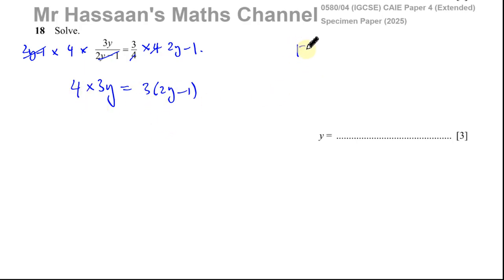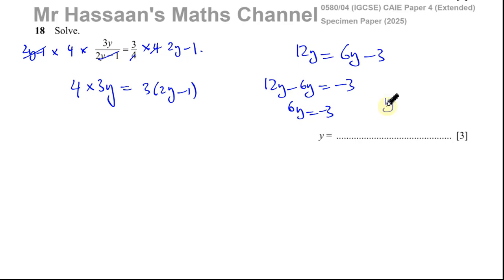We've got 4 times 3y, which is 12y, equals, then we've got to expand this bracket. 3 times 2y. Don't forget the minus 1 also has to be multiplied by 3. So you've got 6y minus 3. Now we can solve by bringing the y's to one side of the equation. So I can subtract 6y from both sides. So I have 12y minus 6y equals negative 3. And that gives me 6y equals negative 3. So y is going to be negative 3 over 6, which in its simplest form is equal to negative a half. So that's the answer to question number 18.